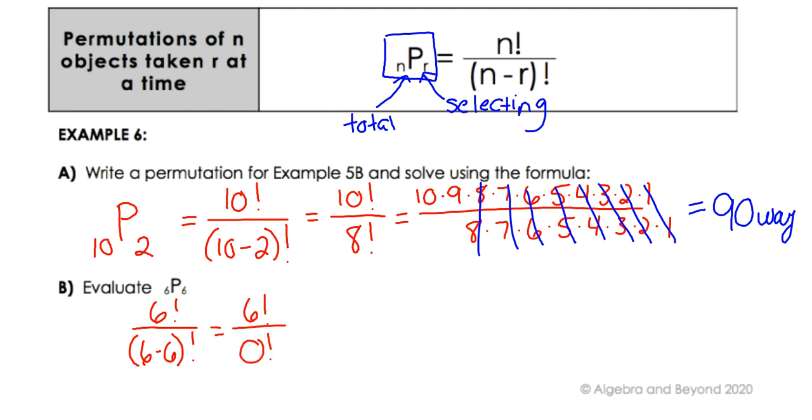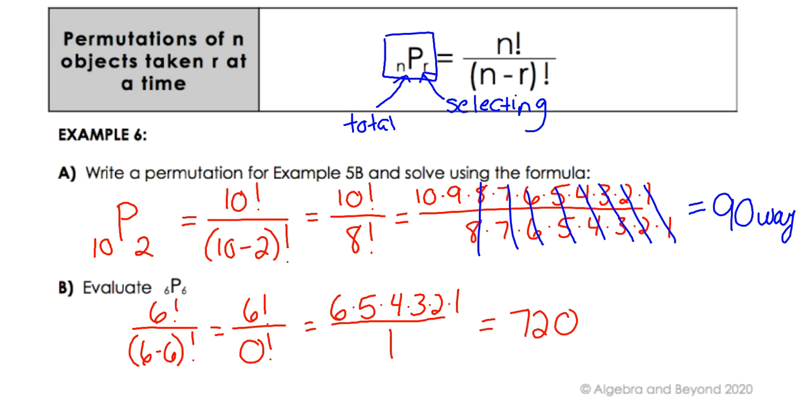So remember from our rules that 0 factorial is a special case and it just equals 1. So in that case, we have 6 factorial over 1, which is really just 6 factorial. When we multiply that out, we are left with 720 ways that they could finish all the way through all 6 of them.